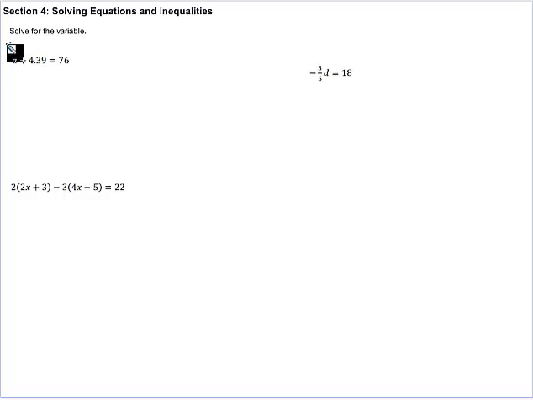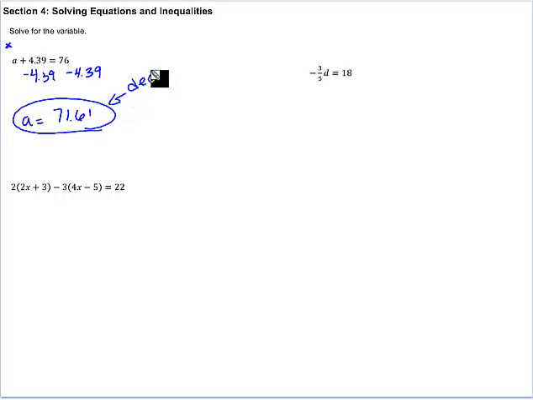Our first equation here is a plus 4.39 is equal to 76. To isolate the a, we would have to subtract 4.39 from both sides. And so we just have to take 76 minus 4.39, and we get a is equal to 71.61. Now here, decimals are okay to answer in because we started with a decimal. Remember that if we do not start with decimals, your answer must be an integer or a rational number, so it must be a fraction or an integer.